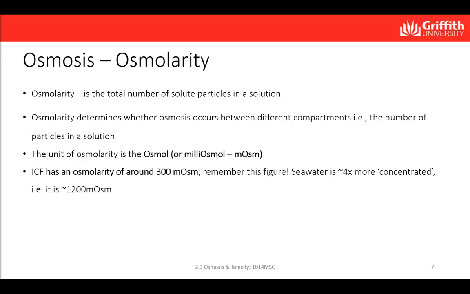The osmolarity of our intracellular fluid is around 300 milliosmoles. Seawater, however, is 4 times more concentrated than the intracellular fluid. Therefore, the osmolarity of seawater is around 1,200 milliosmoles.